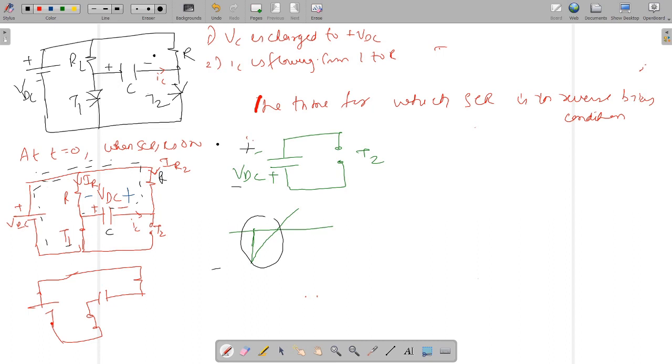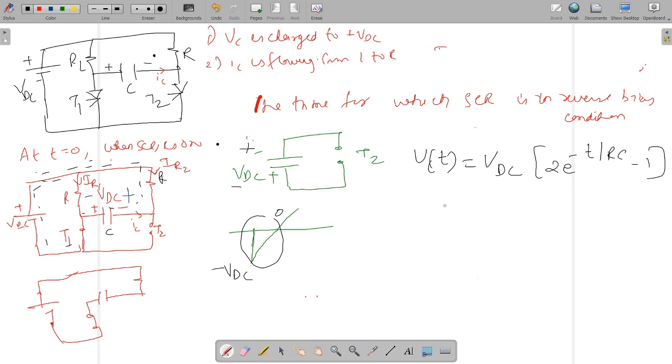So when your capacitor voltage is increasing from minus VDC to zero, then you will get your circuit turn off time. So this is the equation. Now just now we have calculated Vc of t. So Vc of t will be equal to what? VDC into twice e to the power of minus t upon RC minus 1. Now you can see here the capacitor voltage will be having a zero value at this moment.